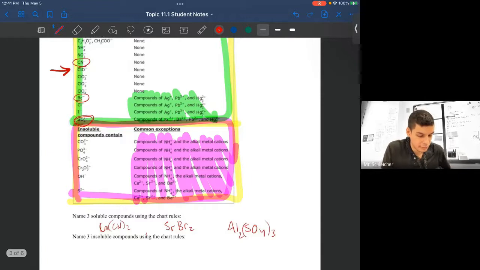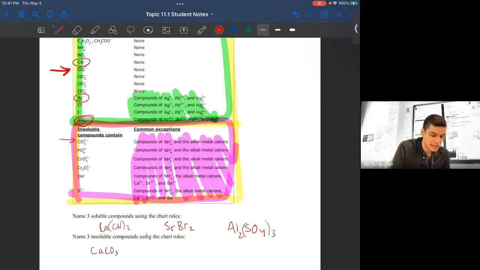Things that are insoluble using the chart rules. Let's look at things that are insoluble. Maybe something with carbonate, the CO3 2 minus. Calcium carbonate, CaCO3. That should be insoluble. It will not dissolve in water.